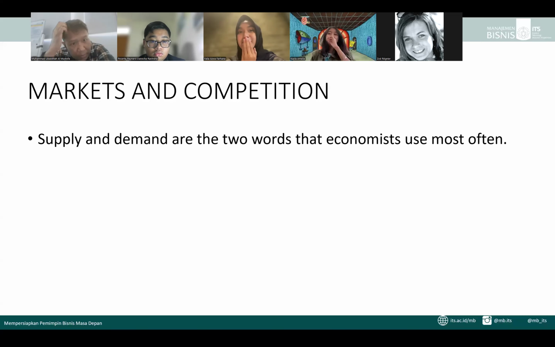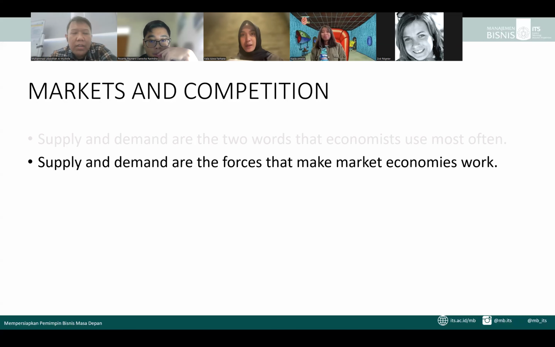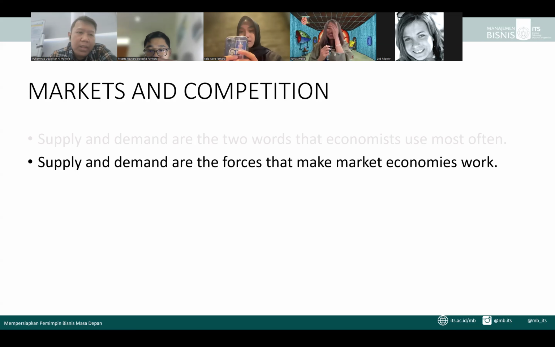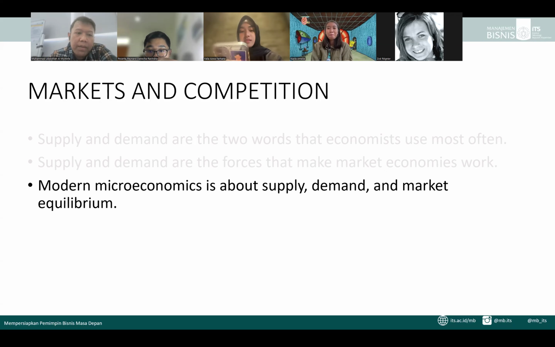So when we speak about economics, usually there are two words that economists use often. These words are supply and demand. Supply and demand are the two forces which make up the market. It is how the economy works. So in microeconomics, we will learn about what supply is and what demand is, and how they meet each other at market equilibrium.